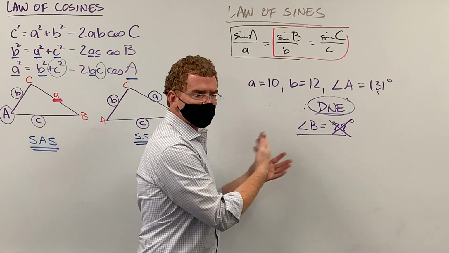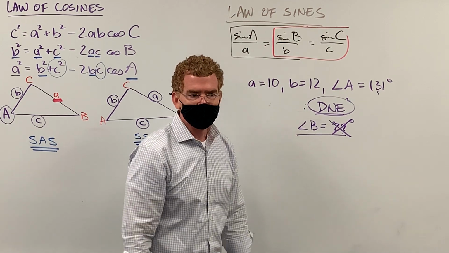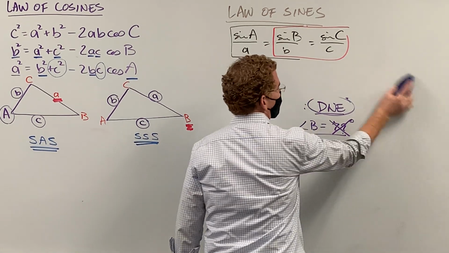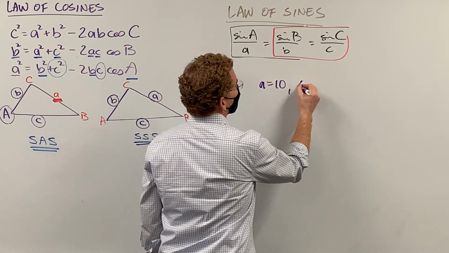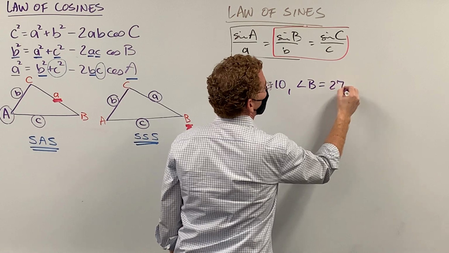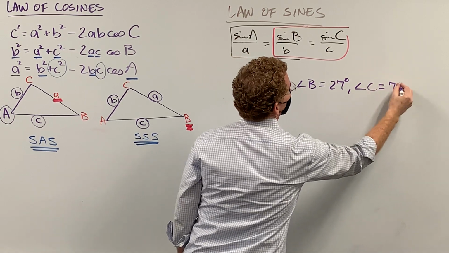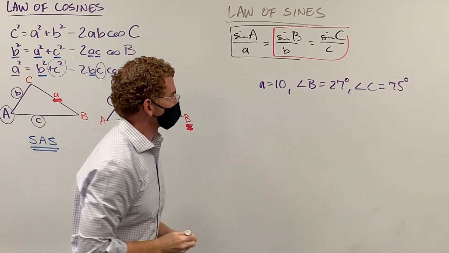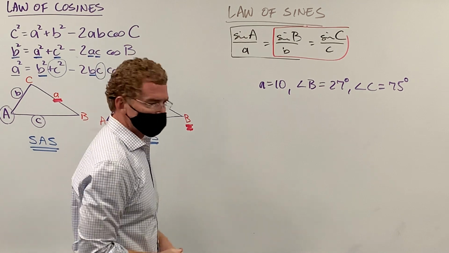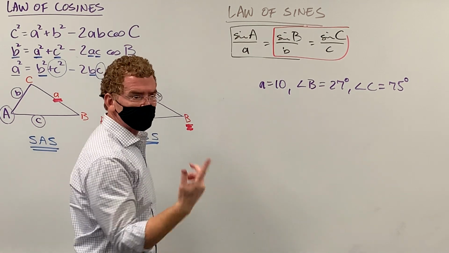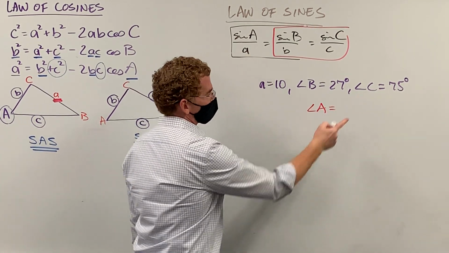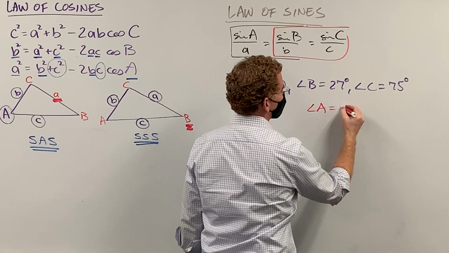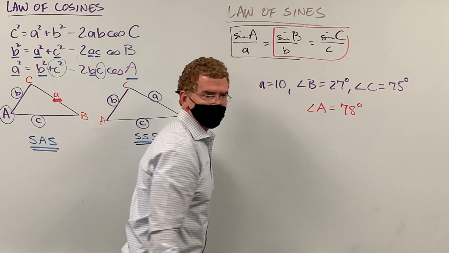Are you with me on law of sines, how to use it? Now sometimes it's pretty basic law of sines and it's not ambiguous. Look, what if I give you this? A is 10, angle B is 27, angle C is 75. What if I give you that? You have two angles, right? So what can you immediately find? And that would be what, 78 degrees?